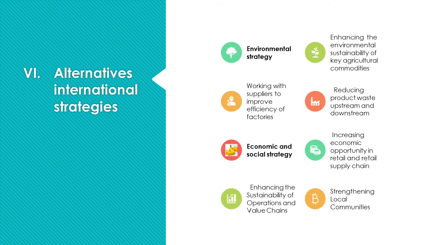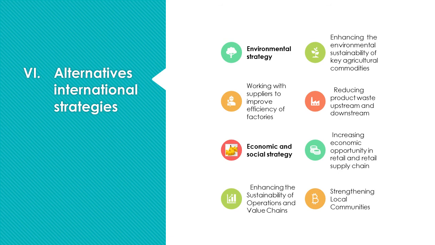The next strategy on environmental is working with suppliers to improve efficiency of factories. That is, to promote energy efficiency in the factories in our global supply chain. To achieve this target, Walmart has promoted use of McKinsey and Company's resource efficiency deployment engine, a web-based tool designed to help suppliers identify, prioritize, and implement energy efficiency projects in a simpler way to use the platform. The last strategy on environmental is reducing product waste upstream and downstream.